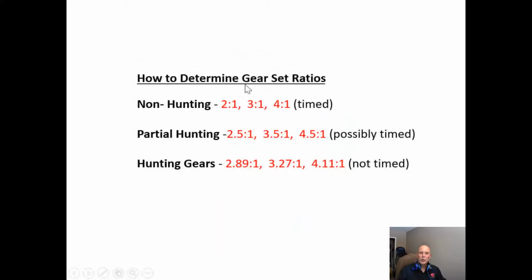So here's how we determine. Non-hunting is 2-to-1, 3-to-1, 4-to-1. Most likely needs to be timed. A partial hunting gear set would be 2.5 to 1, 3.5 to 1, 4.5 to 1. Possibly it might need to be timed. And then we get a hunting gear set, which is 2.89 to 1, 3.27 to 1, 4.11 to 1. And again, these do not need to be timed.